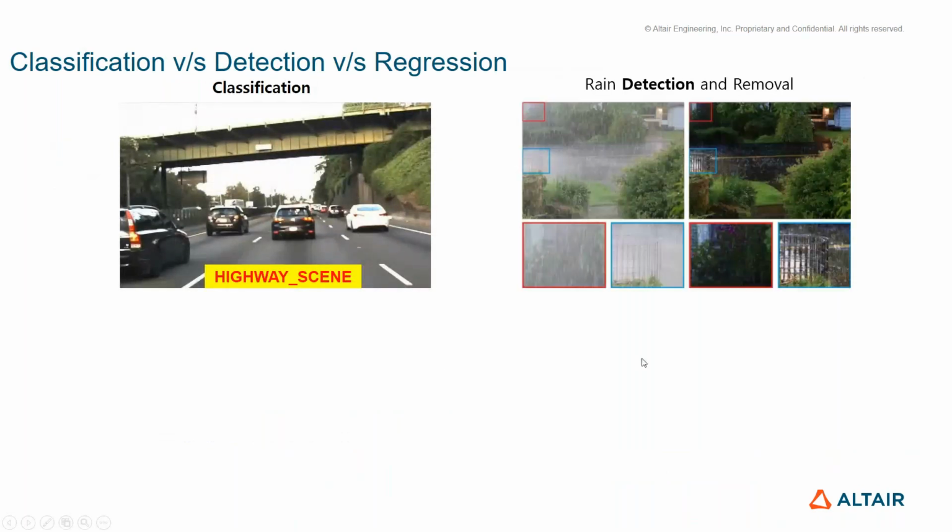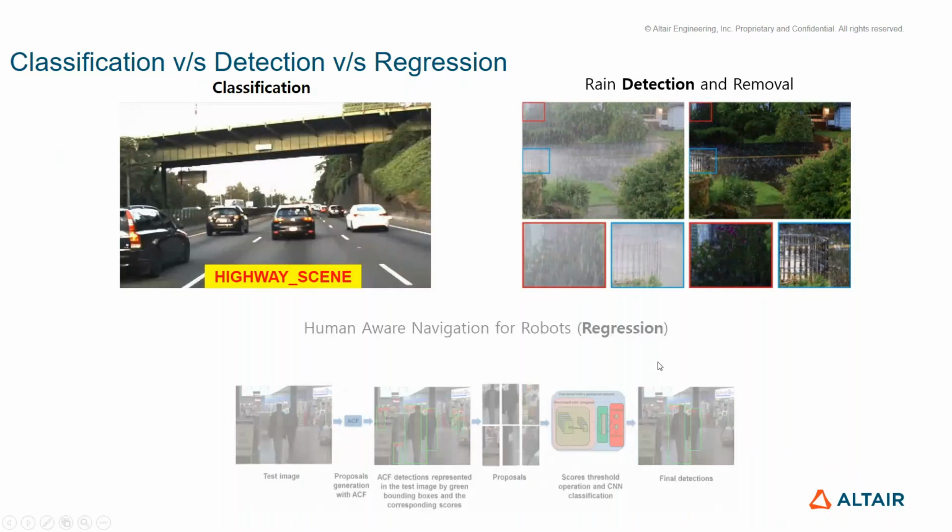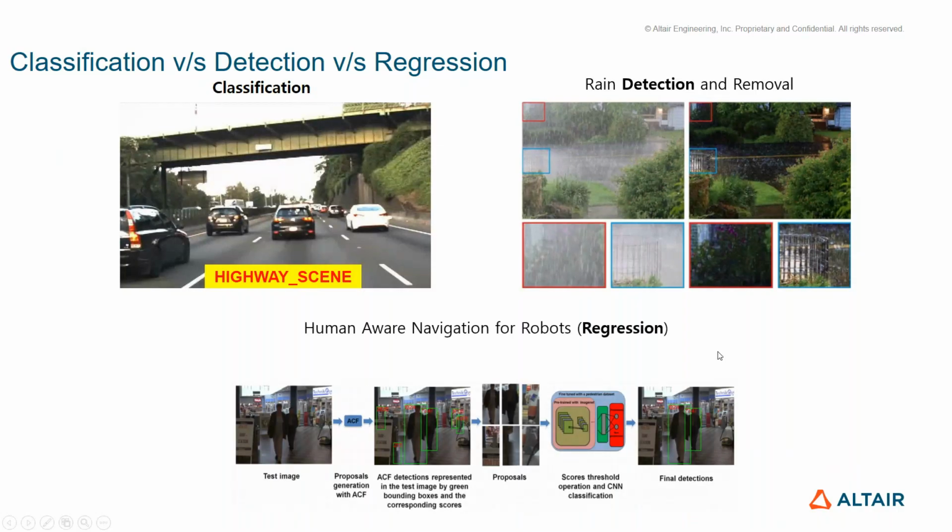In highway scenarios, rain detection and removal you can also do with the help of AI. Human-aware navigation of robots, whether it's a human or a robot, that also you can find out. These are the key advantages whenever you have a requirement for how to use AI and ML in a better way. These are all the options for us.